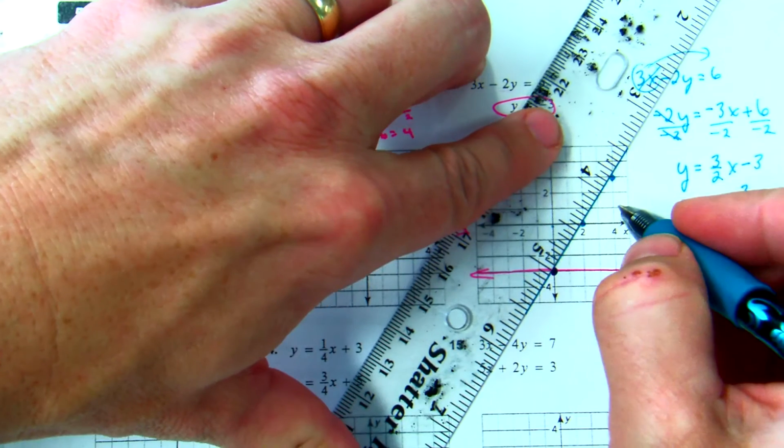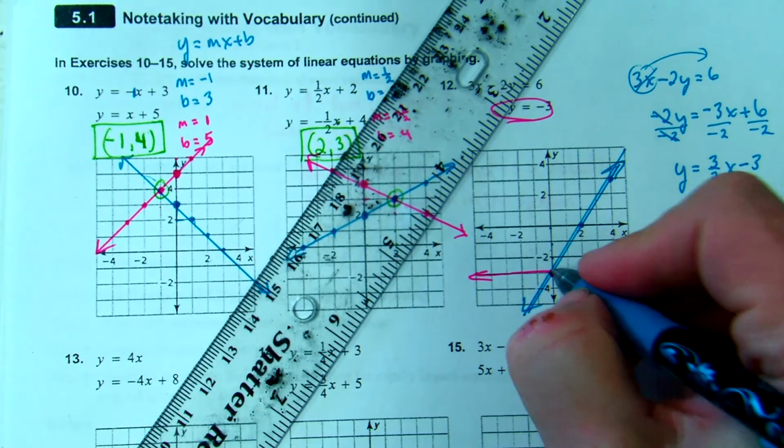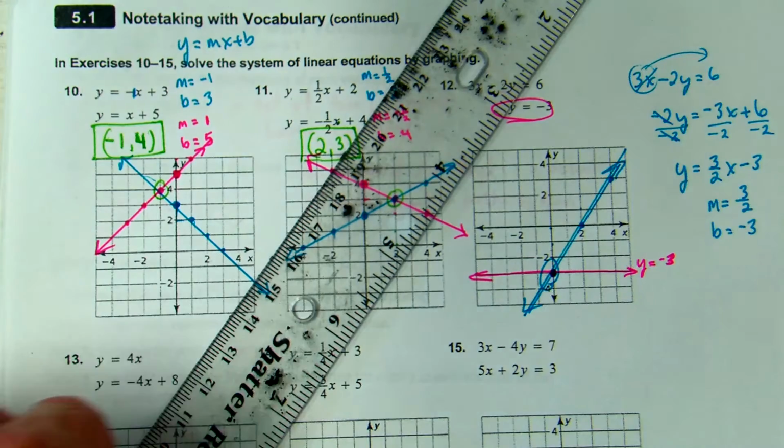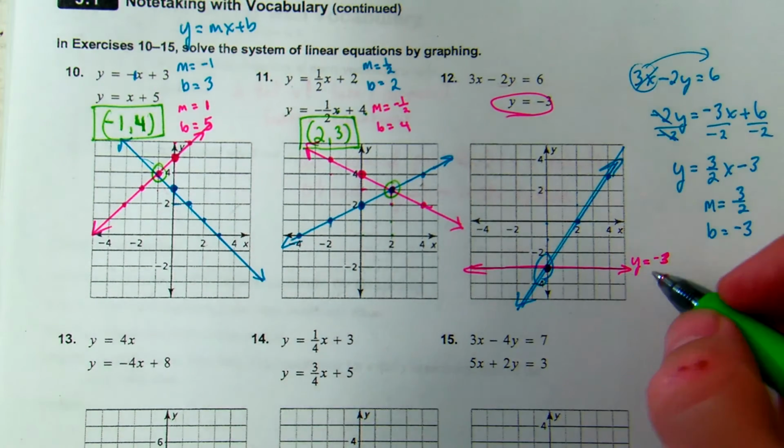That's a little off there. It's all right. And draw the line for that equation. And I can see that my intersection point is right there. What is the value at that point?